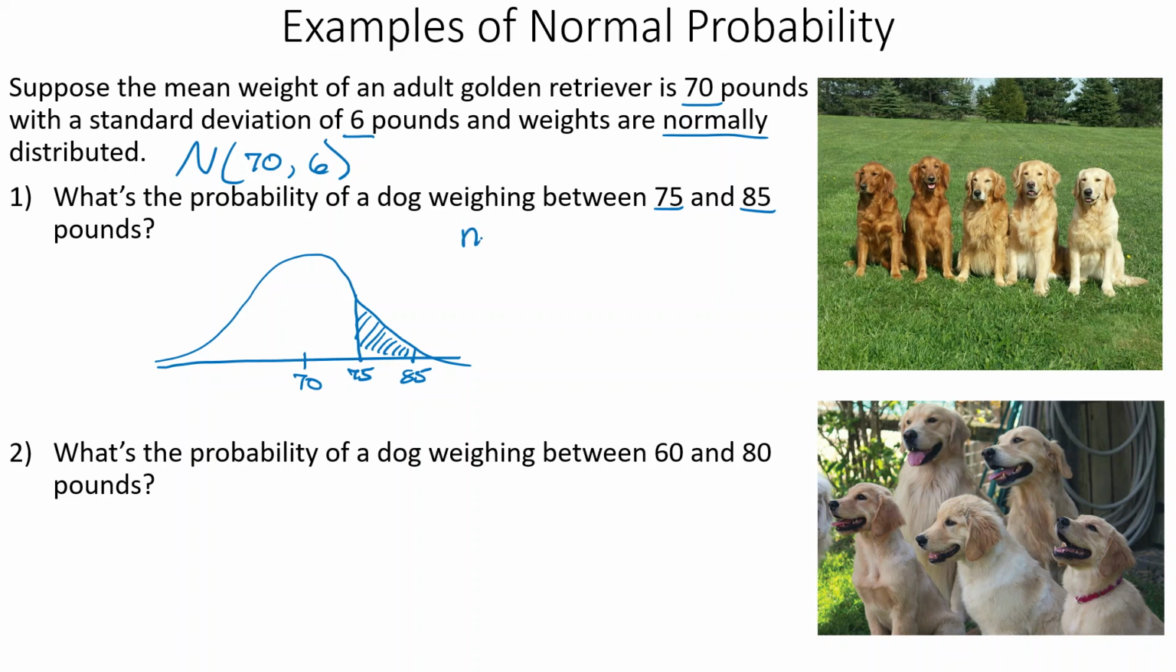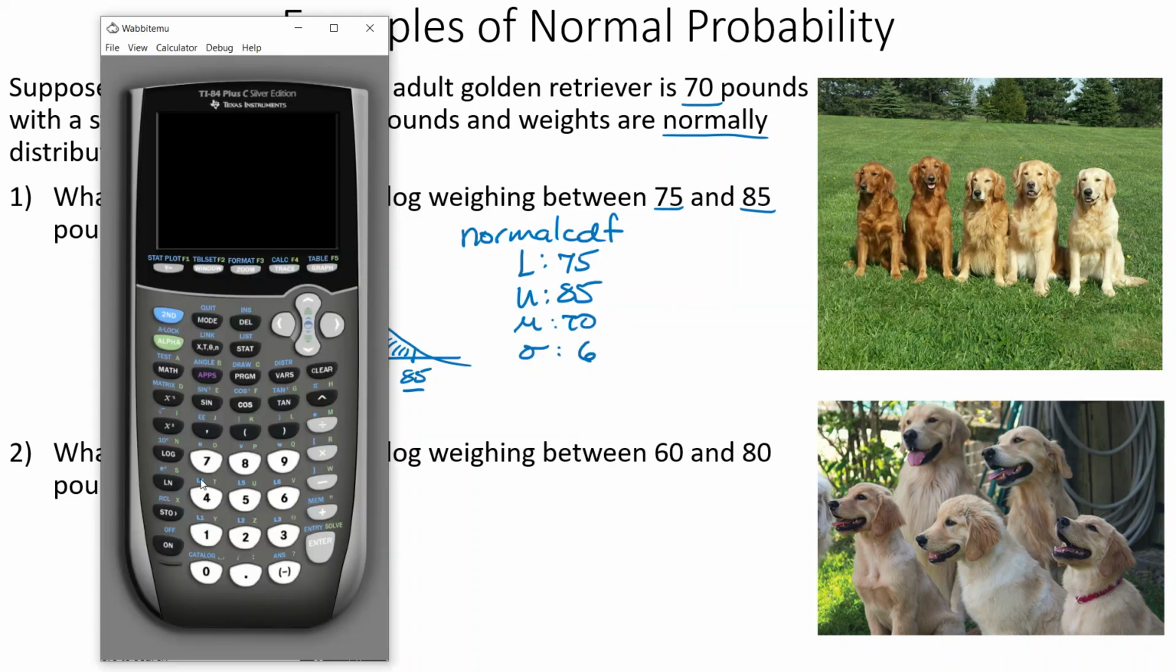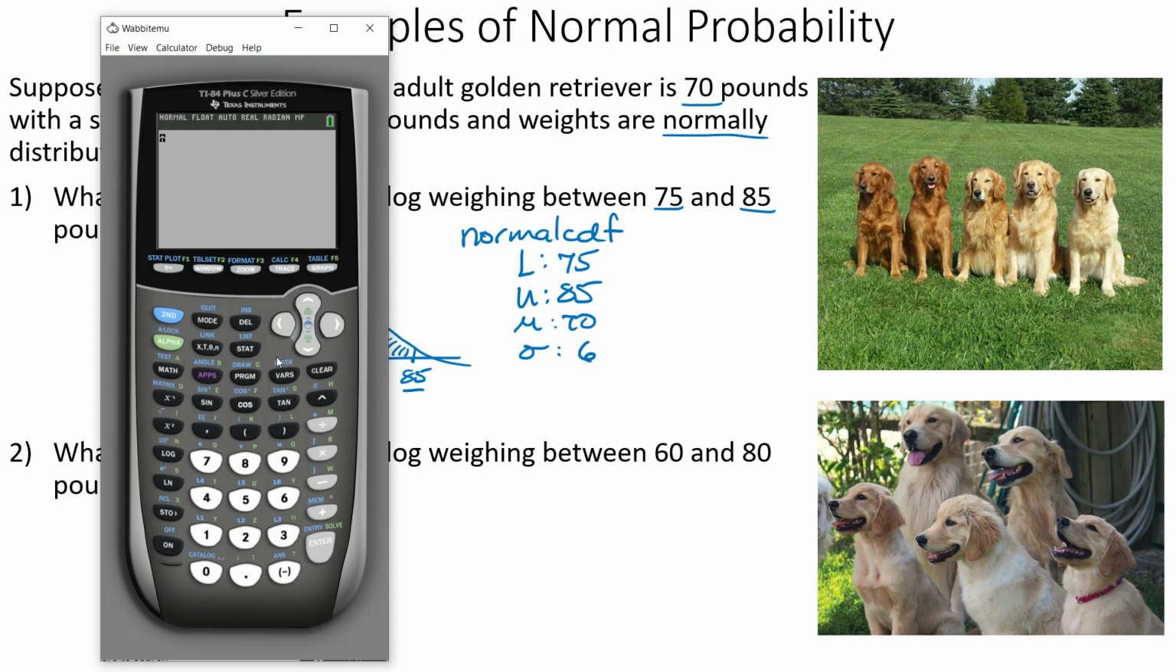The way we find that is we go to normal CDF. We put in our lower bound as the bottom number here, 75. We put in our upper bound as the top number here, 85. We put in our mean of 70, and we put in our standard deviation of 6. So let's go ahead and take a look at the calculator and do that. On second distribution, so second vars, number 2, we've got 75 to 85 with a mean of 70 and a standard deviation of 6.